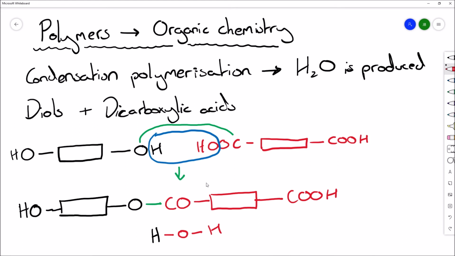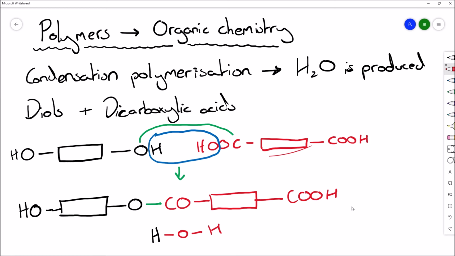So as you can see, we have created a polymer. Well, at the moment it's a dimer because we've just got two of these. This one over here would bond with another dicarboxylic acid, and this one over here would bond with another diol, and that's how we would get our polymer. It will be a repeating unit over and over and over again, where it will go diol, dicarboxylic acid, diol, dicarboxylic acid, diol, dicarboxylic acid, over and over again in a very long pattern.